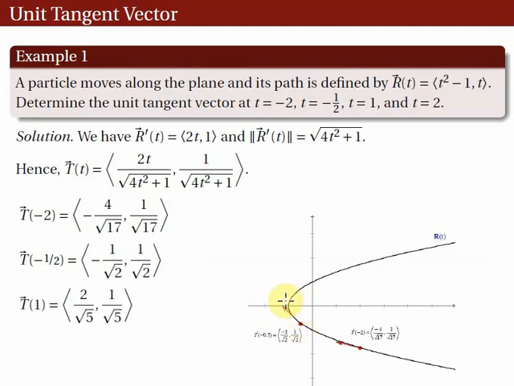T equals 1 is equal to 2 over square root of 5, 1 over square root of 5, and that is represented by this red arrow. Finally, the unit tangent vector at t equals 2 is equal to this vector, represented by this red arrow. So as we can see, the red arrows are all unit vectors, so all have length 1 and are tangent to the curve at the respective points.